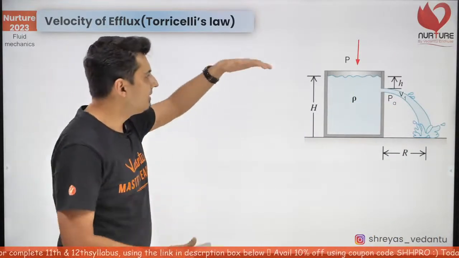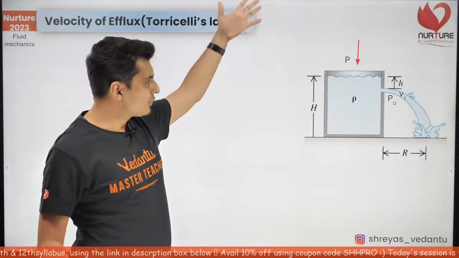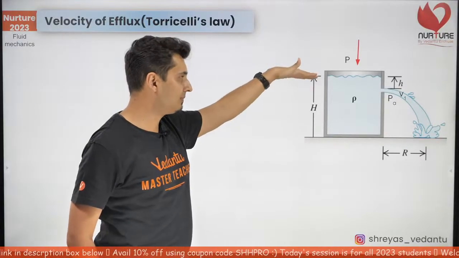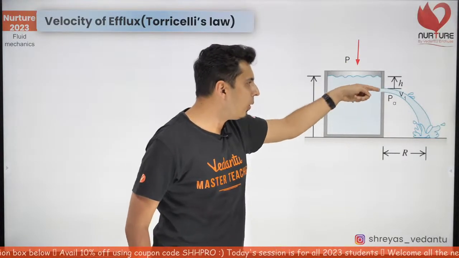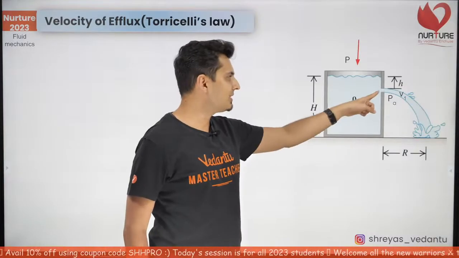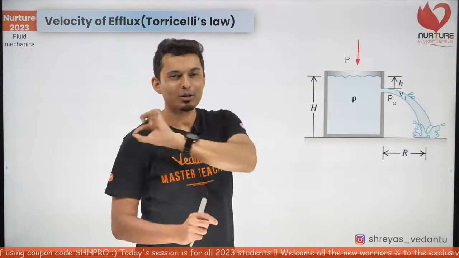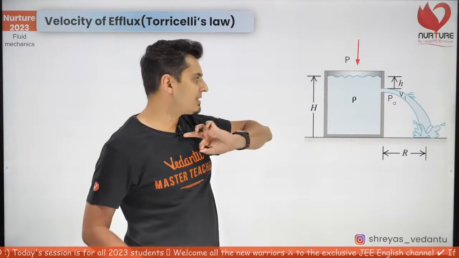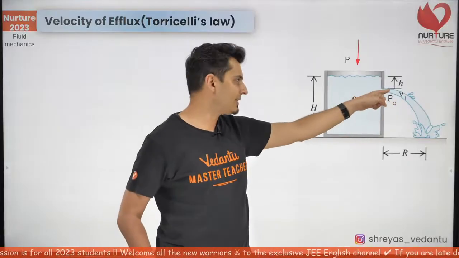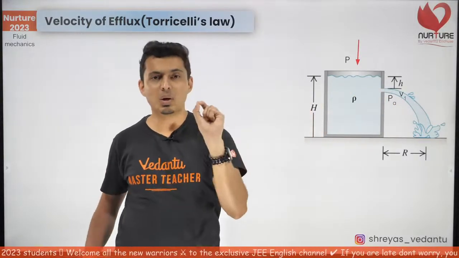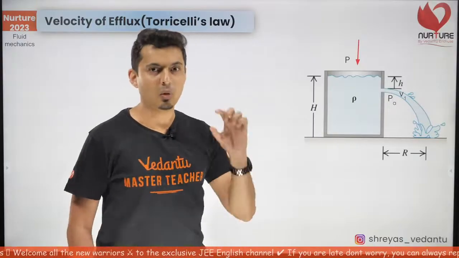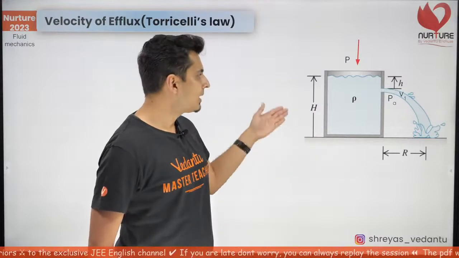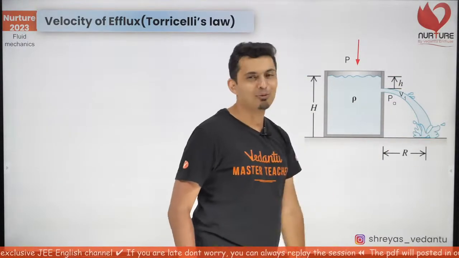So imagine you have a container and it's full of some liquid. The height till which the liquid is there is h, and there is a small hole which has been drilled over here. What is this? This is a small hole which has been drilled. The water is going to come out. It's going to eject. That is called as efflux. The small hole is called as an orifice. So orifice is a small hole. Efflux is the flow through that hole. The water is going to flow and it's going to strike somewhere.